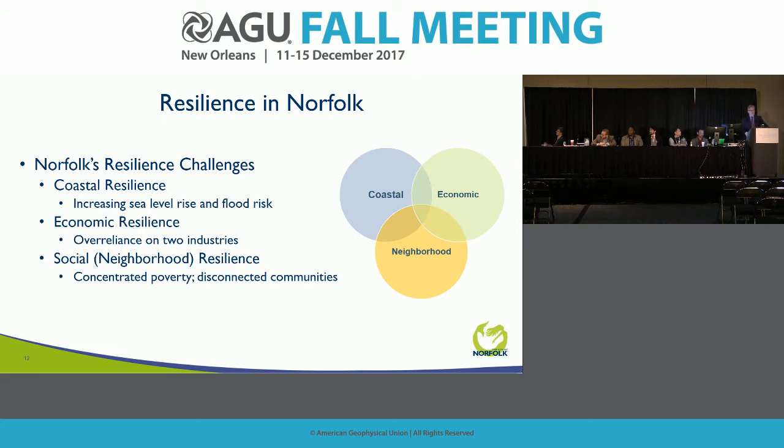And so in Norfolk, that's a three-legged stool. If this sounds a little bit like sustainability, it sort of is, but it's much, much bigger than that. So we need, of course, coastal resilience in the face of climate change and sea level rise, but also economic resilience. I think I mentioned earlier that the Department of Defense is a huge component of our economy.